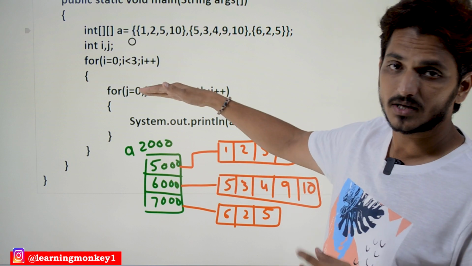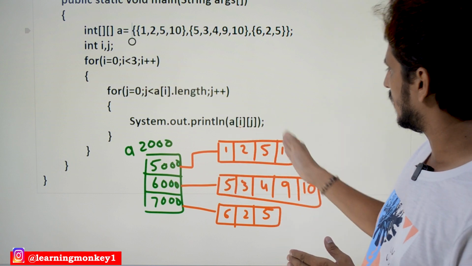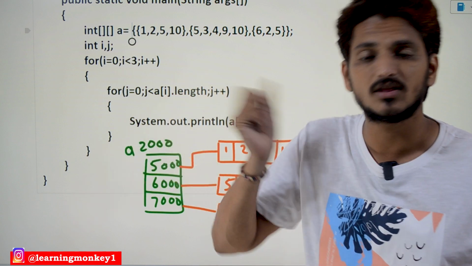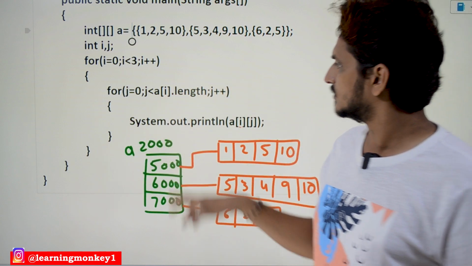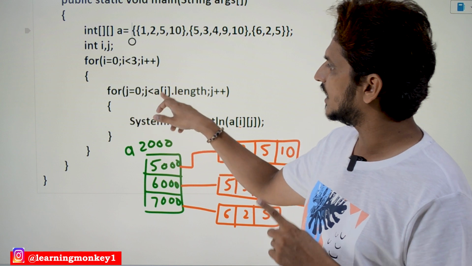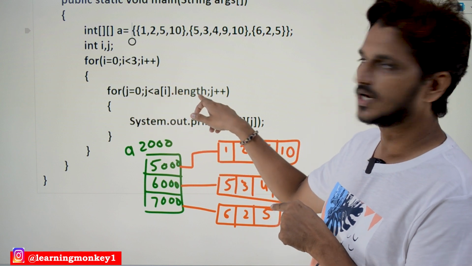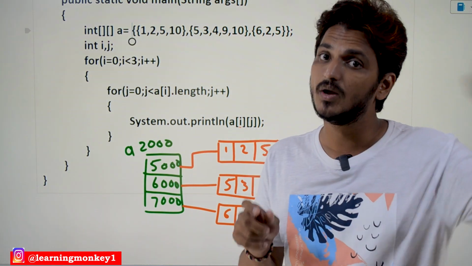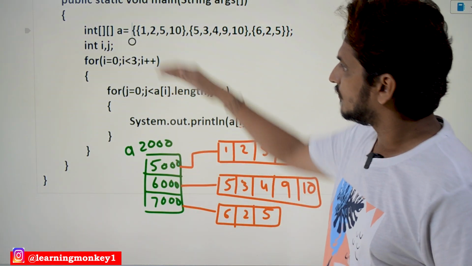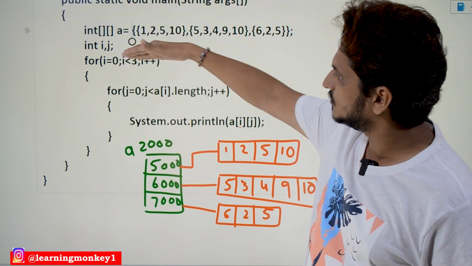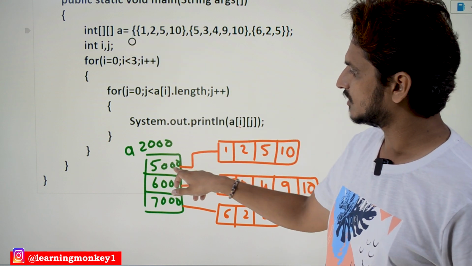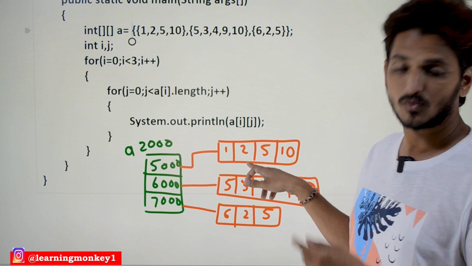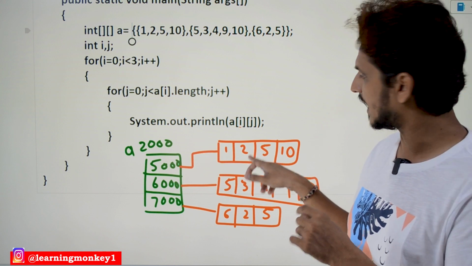The inner loop will mention the number of columns, but here it is variable length, so how are we going to get the length of each array? For j is equal to 0, j less than a[i].length. For each array, a length attribute will be there. We discussed this previously. The first time, when i is equal to 0, a[0] holds 5000. Which array is it pointing to? This array.